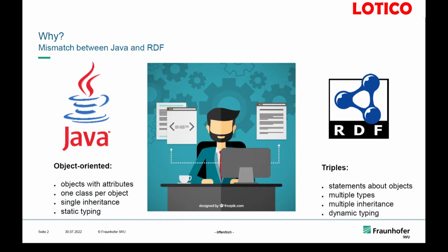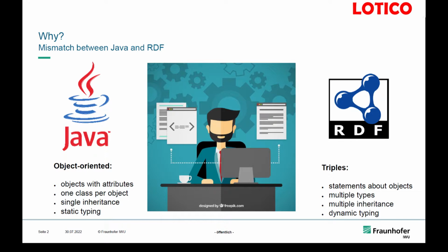languages. When you look at the difference between Java and RDF, you see that Java is based on an object with attributes. We have one class per object. We have single inheritance, and we also have a static type system. On the other hand, RDF is based on triples. We have statements about objects, multiple types per object. We also have multiple inheritance, and we also have dynamic typing in RDF.